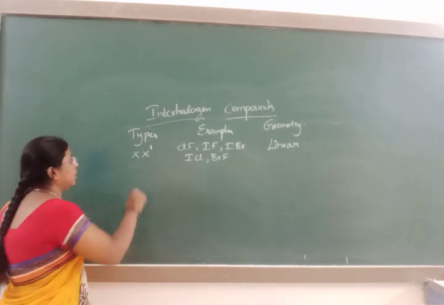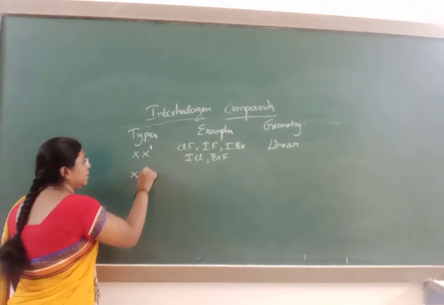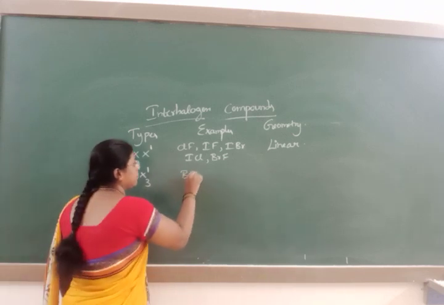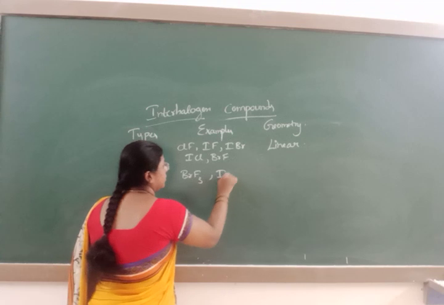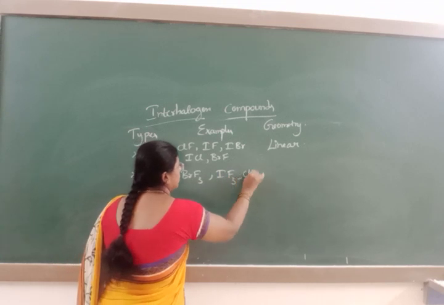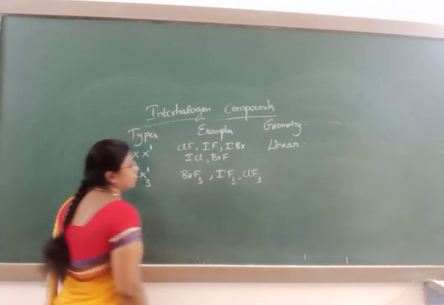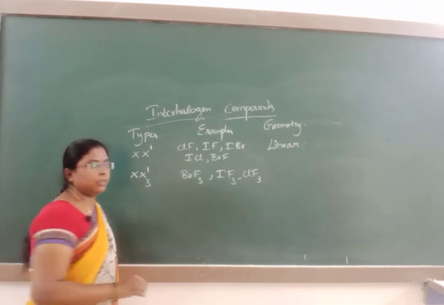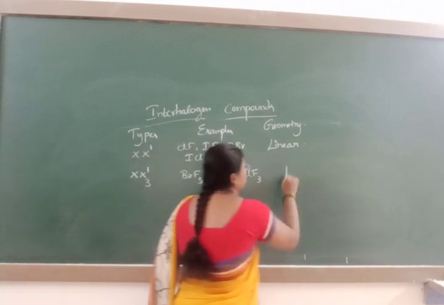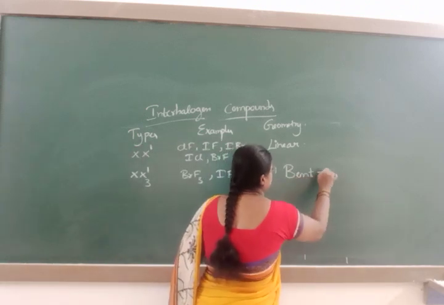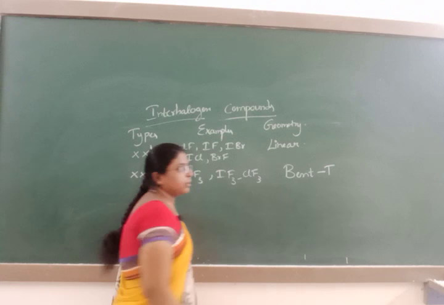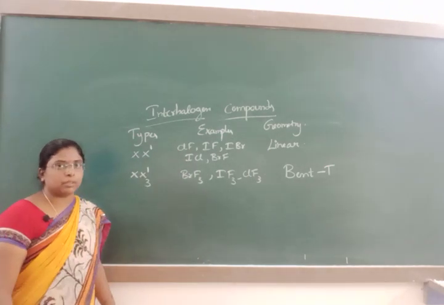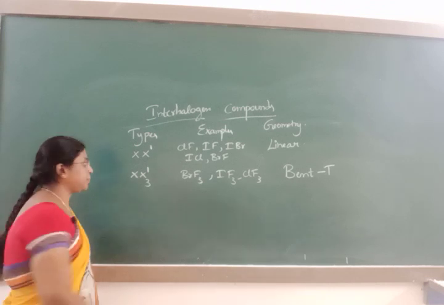The second type is XX'3. Here examples are BrF3, IF3, ClF3. Here the geometry is bent T-shaped. You have to remember the geometry in the exam. They ask in the competitive exam. You have to remember the examples with the geometry.